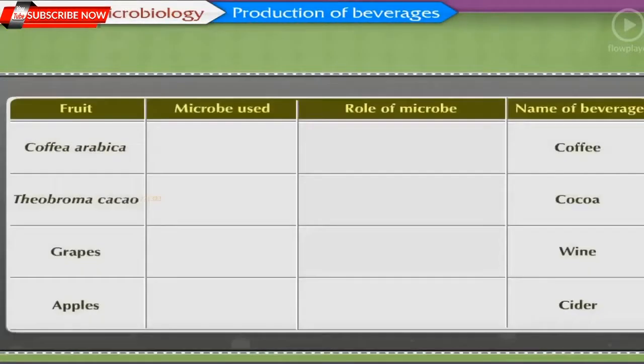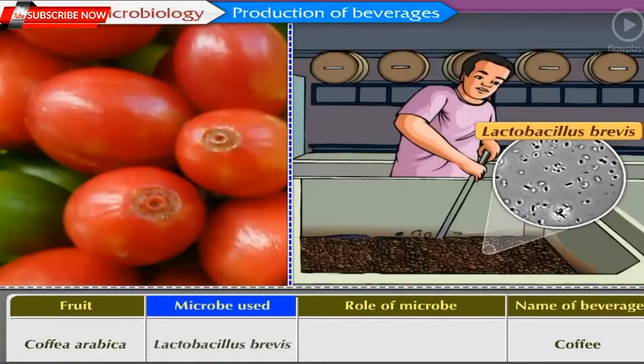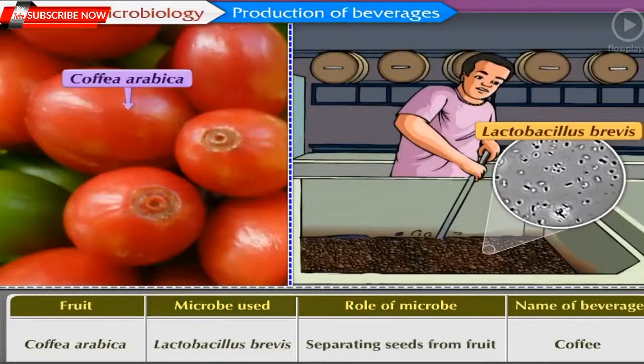Production of beverages. Here, names of some beverages are given along with the names of the fruits from which they are produced. Come, let us find out which microbes are used in production of these beverages and exactly what role they play in their production. Microbe Lactobacillus brevis is majorly used in production of coffee for separating seeds from the Coffea arabica fruit.